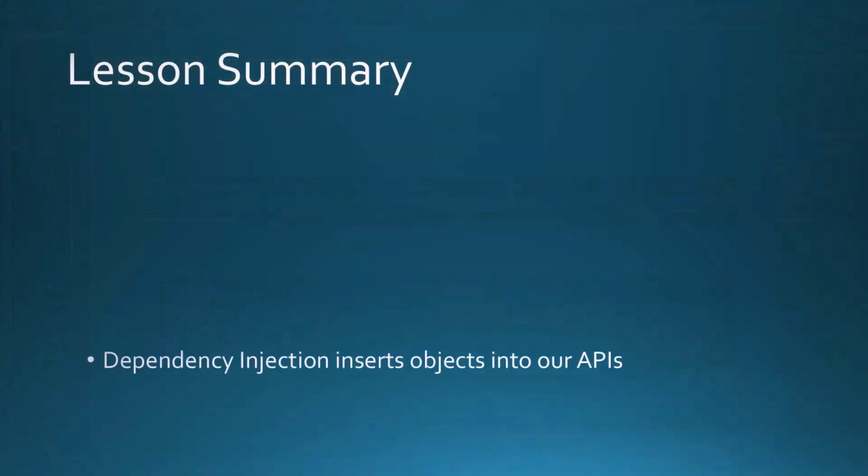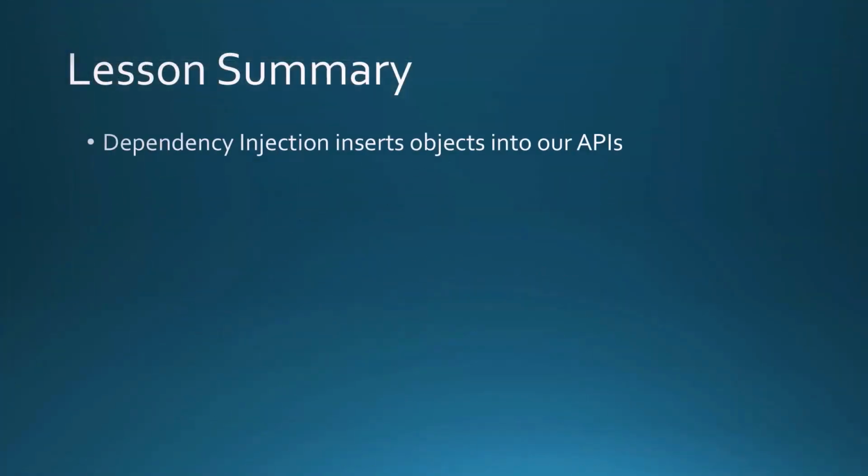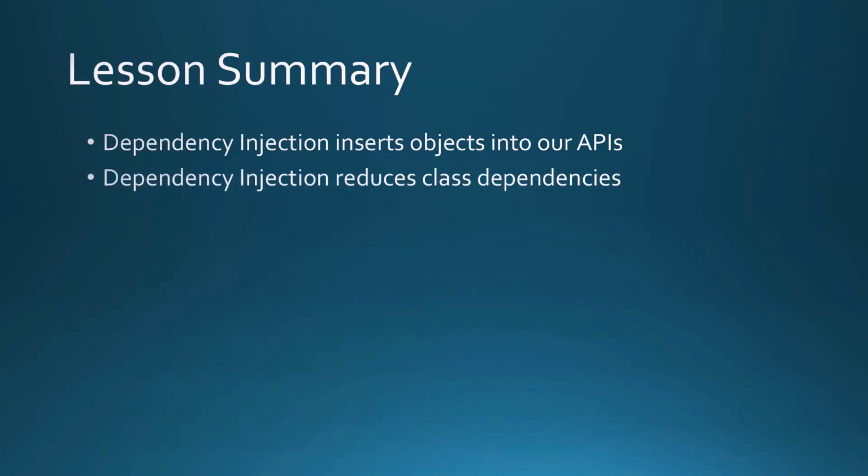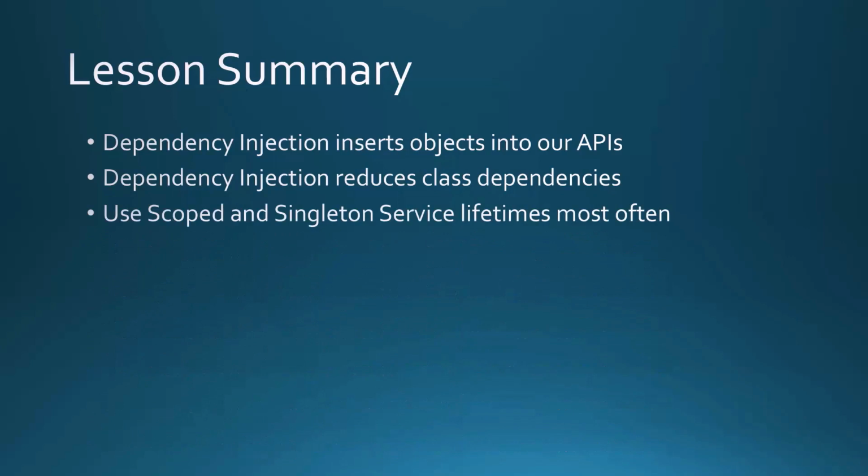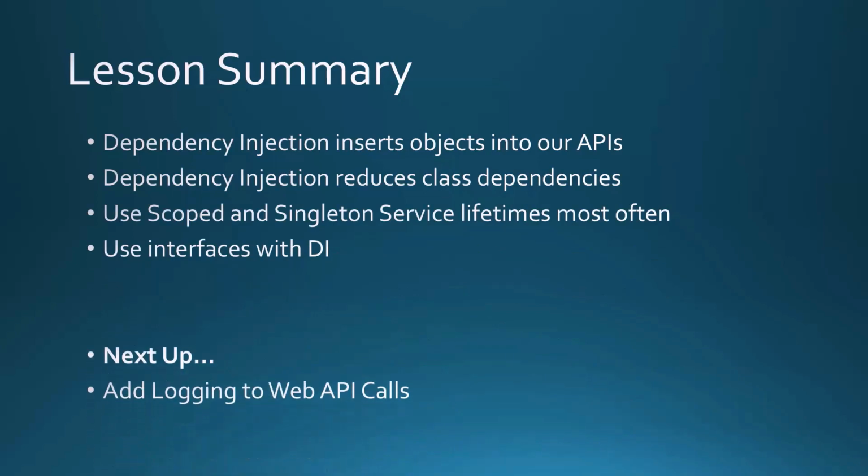In this lesson, we learned that dependency injection inserts objects into our APIs, and it really is great for reducing those class dependencies because we're now going to typically use an interface. We can use scoped and singleton service lifetimes. They're the ones most often used. Typically, you want to definitely use interfaces, so I would highly recommend you do that. Coming up next, adding logging to our web API calls.